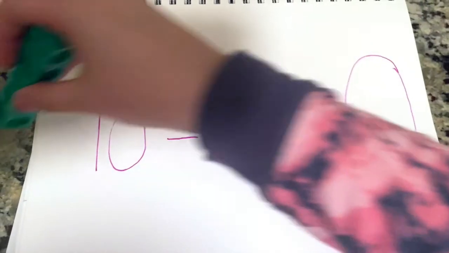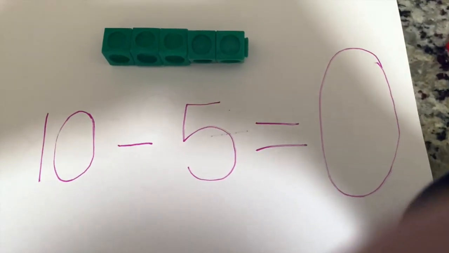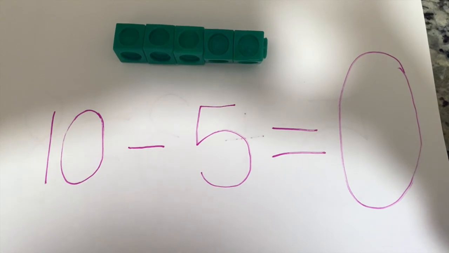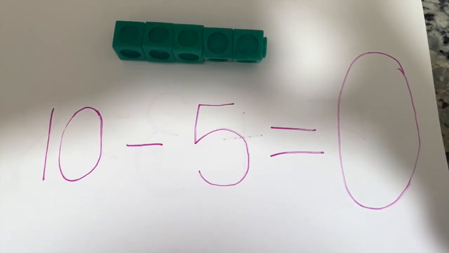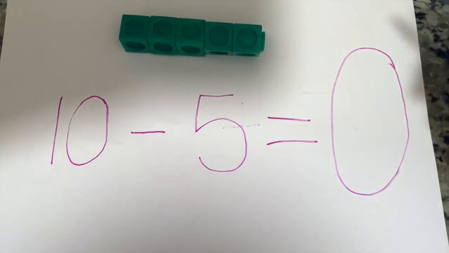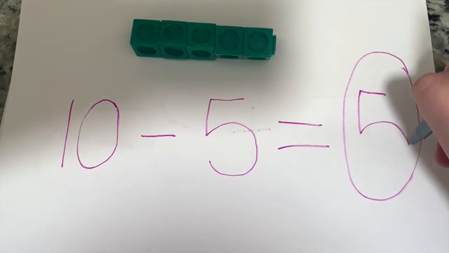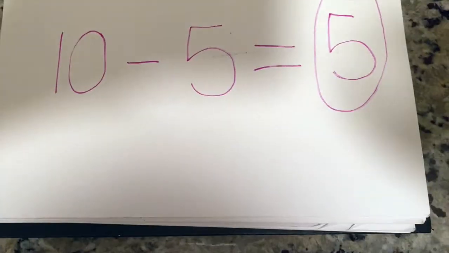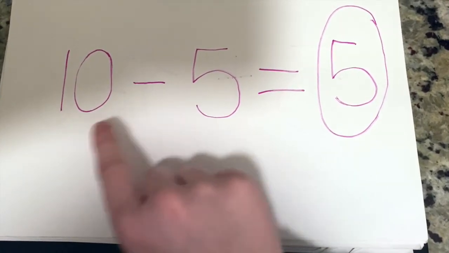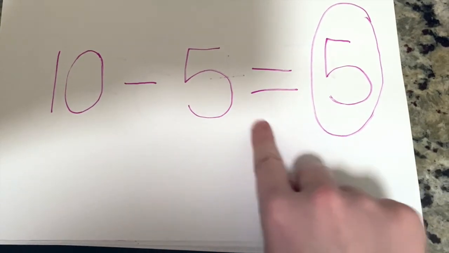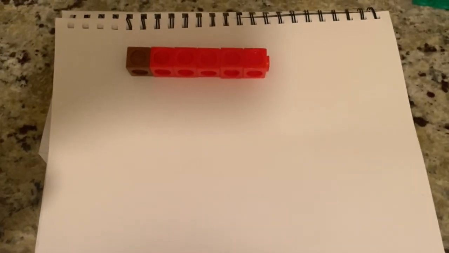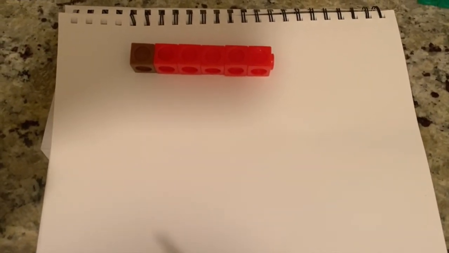Well, friends, by looking at what was left over of the green cubes, we can count and solve this subtraction problem. Cubs, tell me, how many Unifix cubes are left over? That's right, friends. 5. Good job. So now we know 10 minus 5, so 10 subtract or 10 take away 5 is equal to 5. Good job, Cubs.